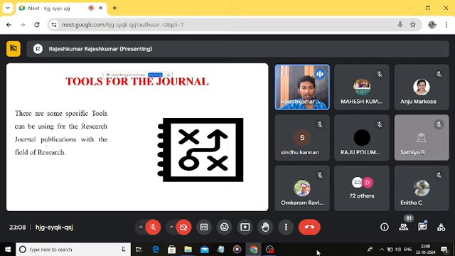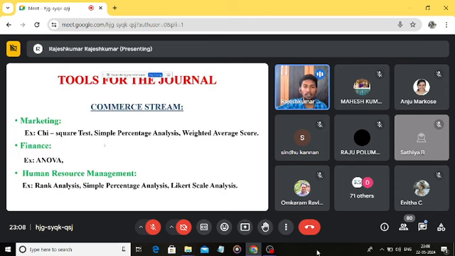This can be represented for journal publications within the field of research. It can be used for acceptance, not acceptance, and for stimulating the analysis of data collected from the respondents. For example, findings or suggestions can be stimulated by the tools of research. Among these tools, I'm showing this for a commerce stream. In marketing examples, we use a chi-square test, simple percentage analysis, and weighted average score. With these three, in a marketing journal, I will give these three types of tools to analyze my data from the respondents, to clarify and stimulate the information.